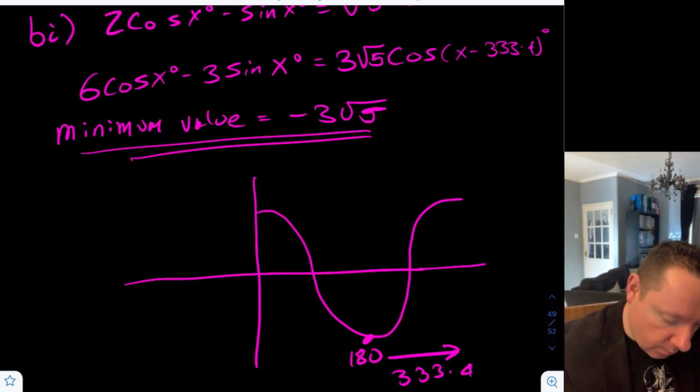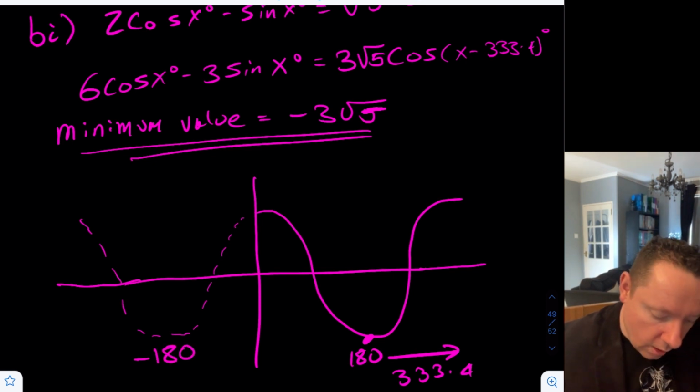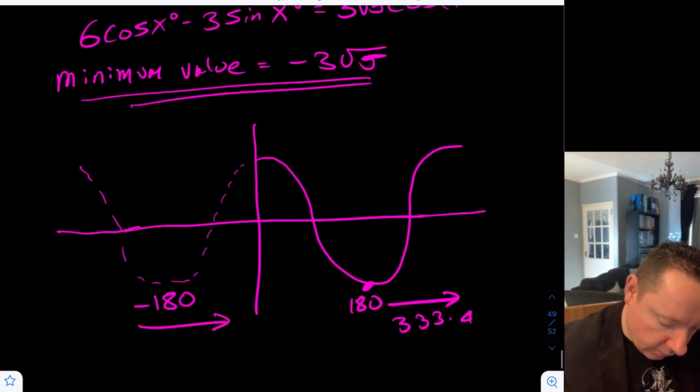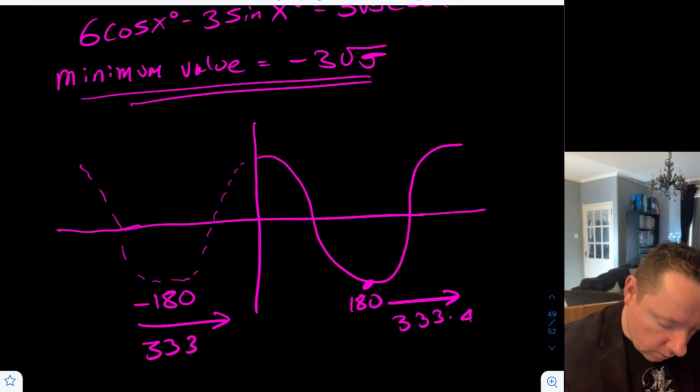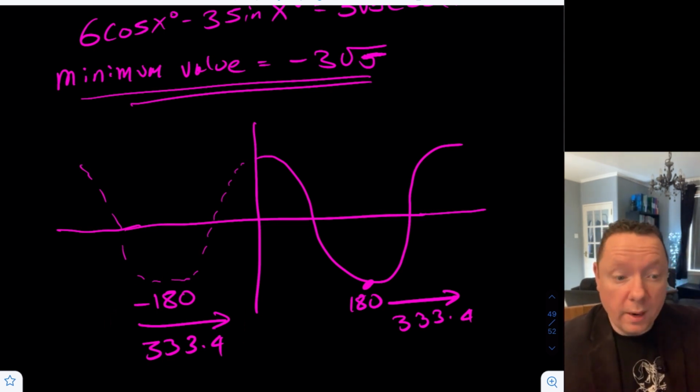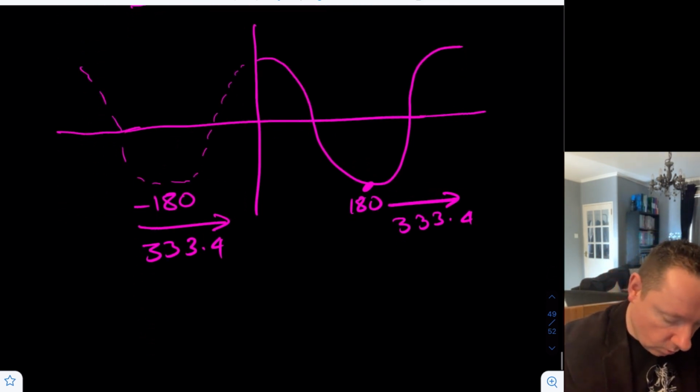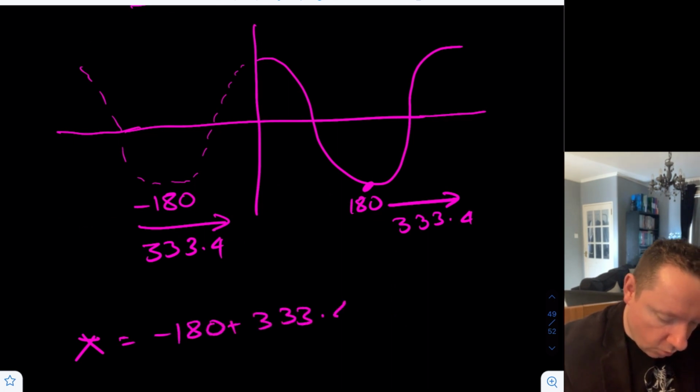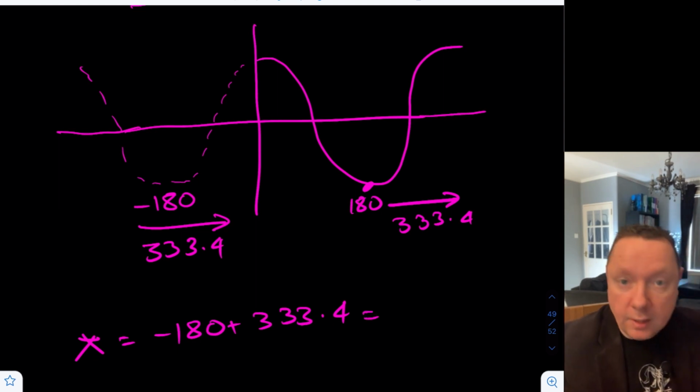So if I extend this back, then this would be minus 180. So that's going to be shifted to the right by 333.4, which is going to take us into between 0 and 360. So if I just use that fact, I can just say that the minimum value occurs at 333.4 minus 180. So x would equal minus 180 plus 333.4, which is 153.4 degrees.